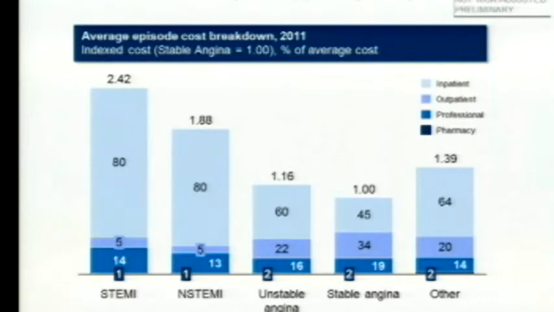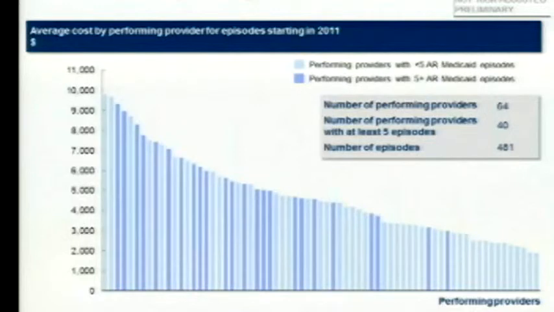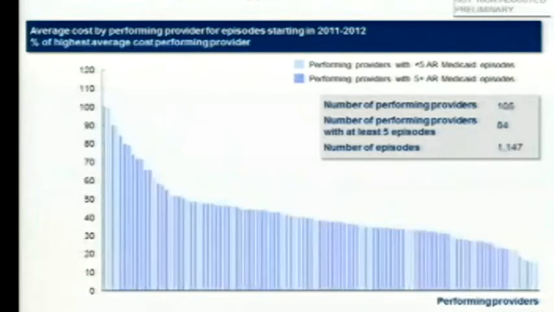On pages 41 and 42, you'll see the cost variation curves for each of the performing providers for the PCIs. On page 41 is the curve, again not risk adjusted, for Arkansas Medicaid, and page 42 is the same curve for Arkansas Blue Cross Blue Shield. So you can see what the shape of the two curves looks like.